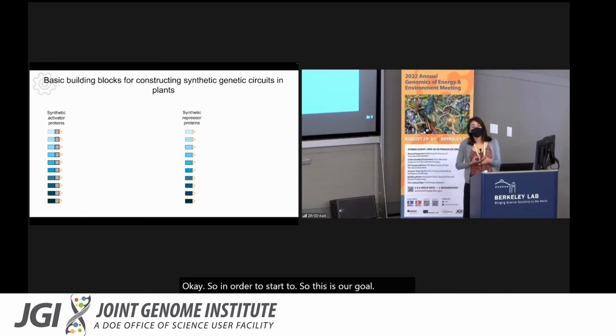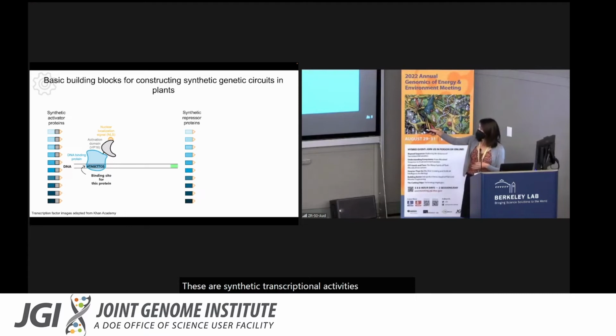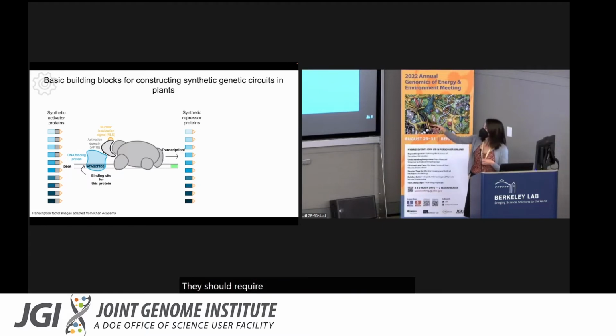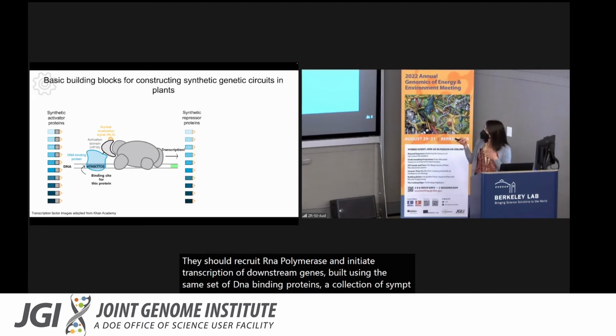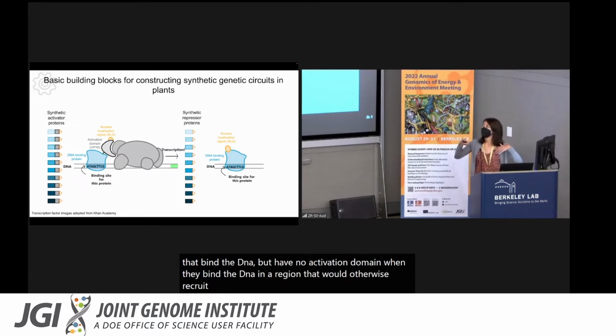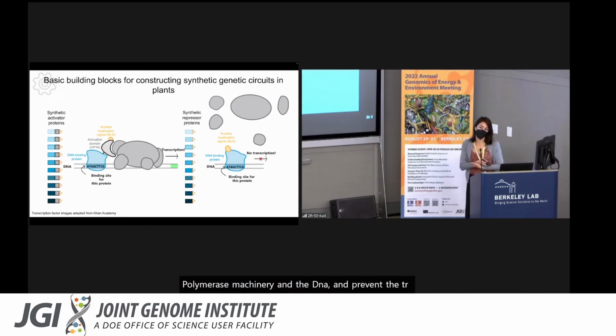In order to start building logic gates, they first generated some basic building blocks for controlling gene expression in plants. These are synthetic transcriptional activators composed of a DNA binding protein fused to an activation domain and a nuclear localization signal. When they're expressed in plant cells, they should recruit RNA polymerase and initiate transcription of downstream genes. Built using the same set of DNA binding proteins, a collection of synthetic repressors bind to the DNA but have no activation domain. When they bind the DNA in a region that would otherwise recruit RNA polymerase, they should interfere with the assembly of the polymerase machinery and the DNA and prevent the transcription of any downstream genes.